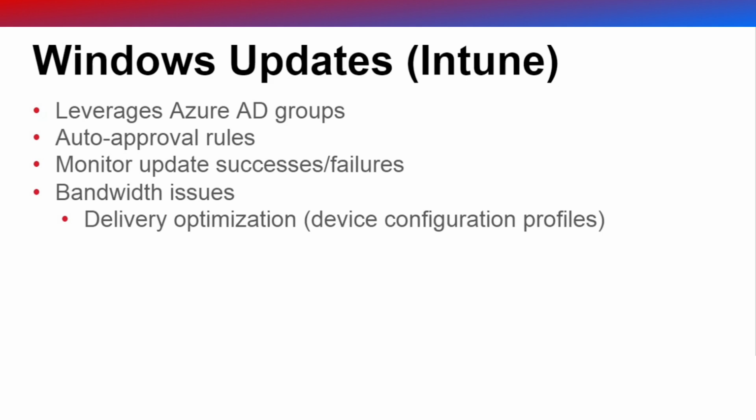Again, in Intune, it's a completely different setup than WSUS, but we do have some of the same capabilities. Auto approval rules, monitoring of update successes and failures, and delivery optimization are all available to us in the policies that we can create in Intune. But just remember that Intune is going to leverage those Azure AD groups. You don't have special Intune groups, right? It's just going to use existing groups or new ones that you create using Azure AD. And you can create those in the Azure portal. You can create those in the Microsoft 365 administrative portal. Wherever you create them, Intune can use them. And we can set up these different rings.